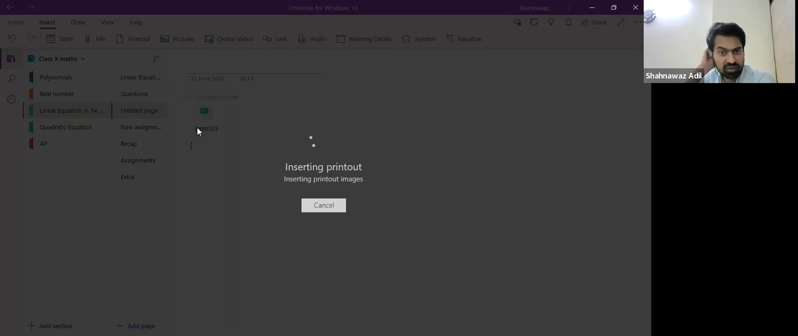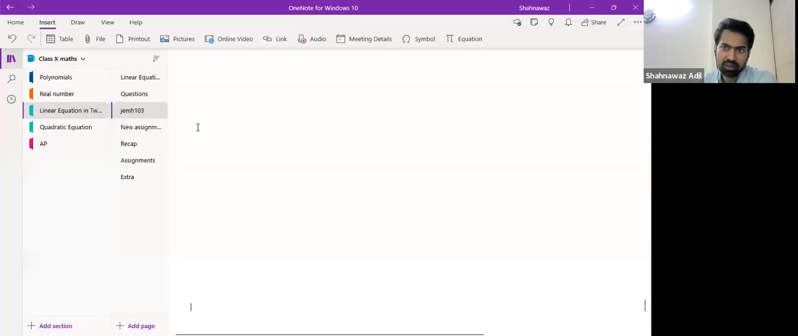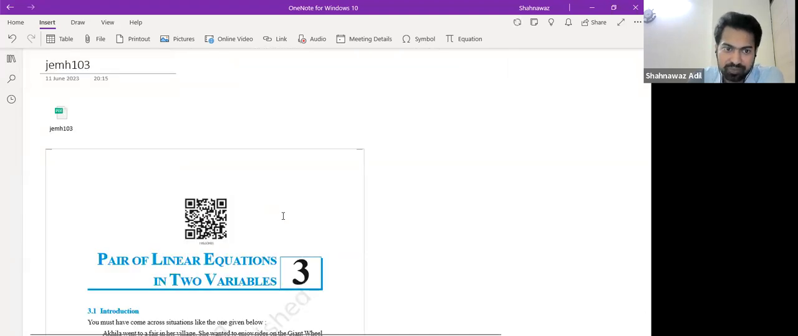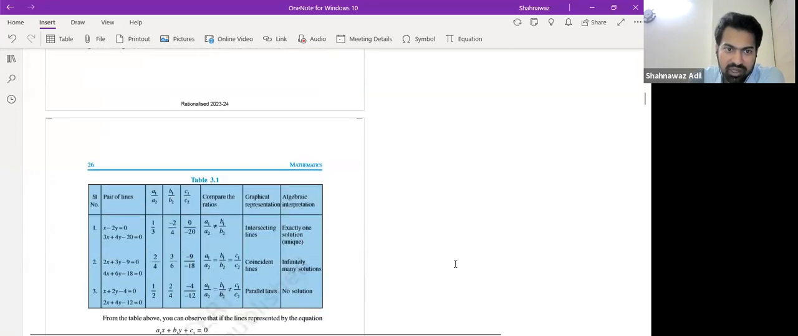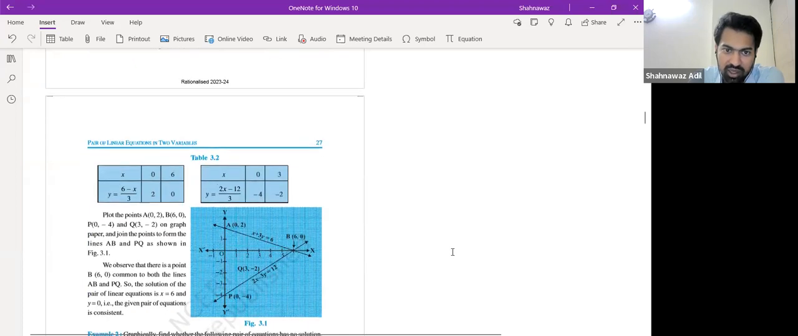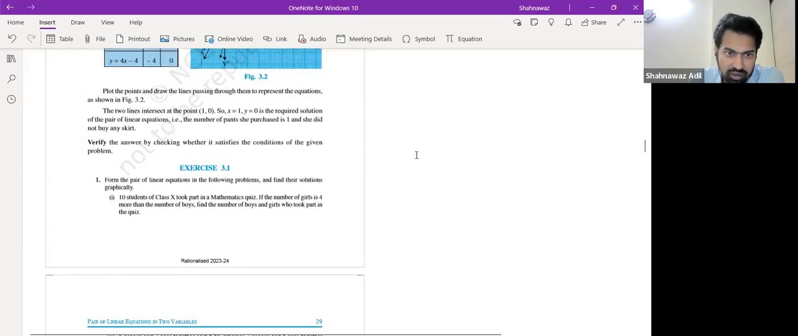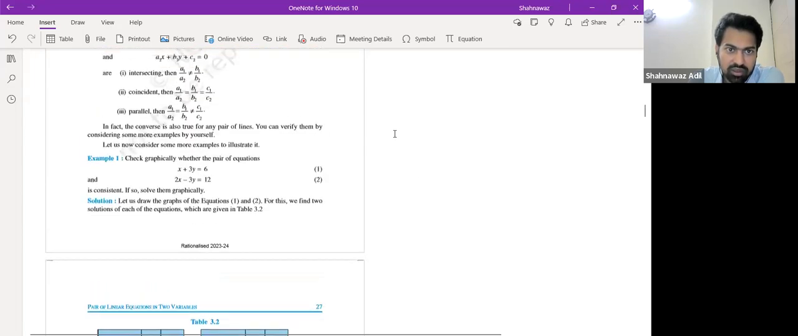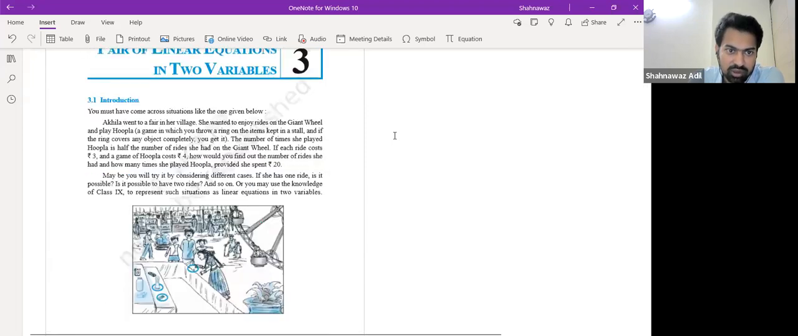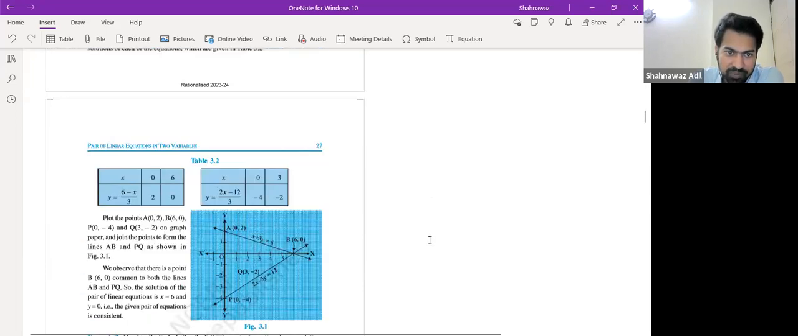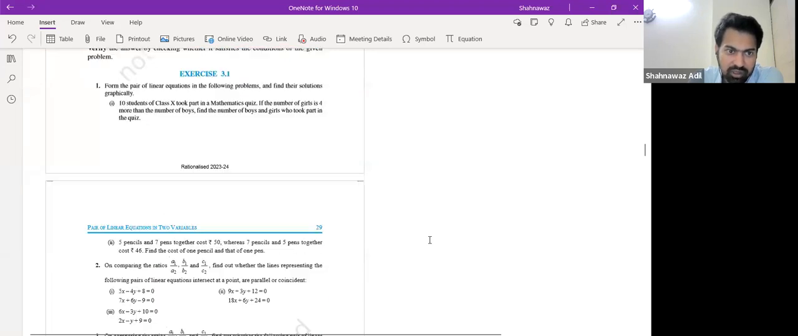Okay, so the next exercise is about the solution, right? We now know about this representation part. So we have the graphical representation and the algebraic representation, right, guys? Yes, sir. So now we have to find the solution part. How can we identify whether there is a solution? So you guys are following this book, right? Yes, sir. Okay.